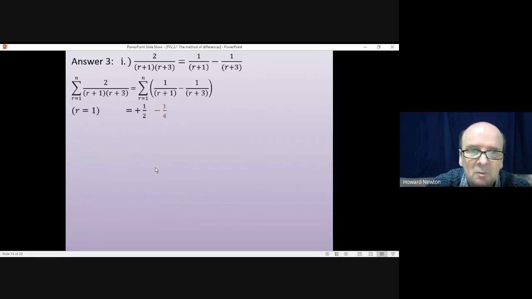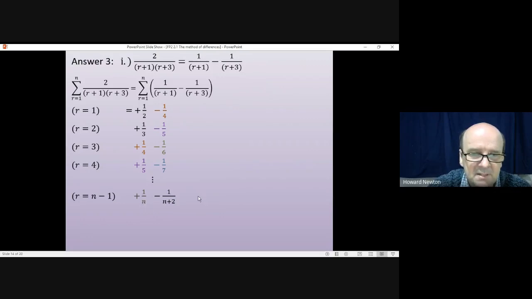So if r is 1, we'll have a half take away a quarter. If r is 2, we'll have a third take away a fifth. If r equals 3, we'll have a quarter take away a sixth. If r is 4, we'll have a fifth take away a seventh, and so on and so on. Second to last term will be that, and the last term will be that.